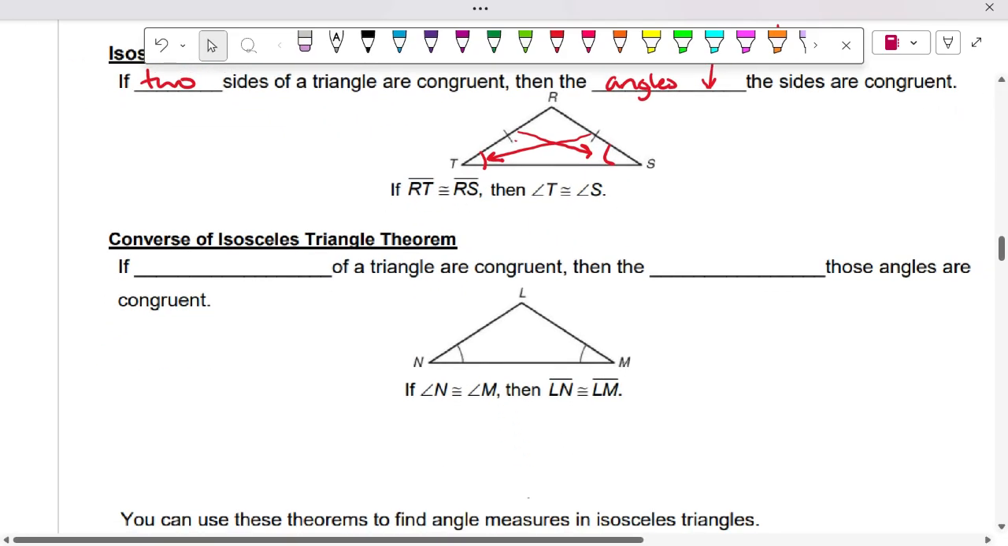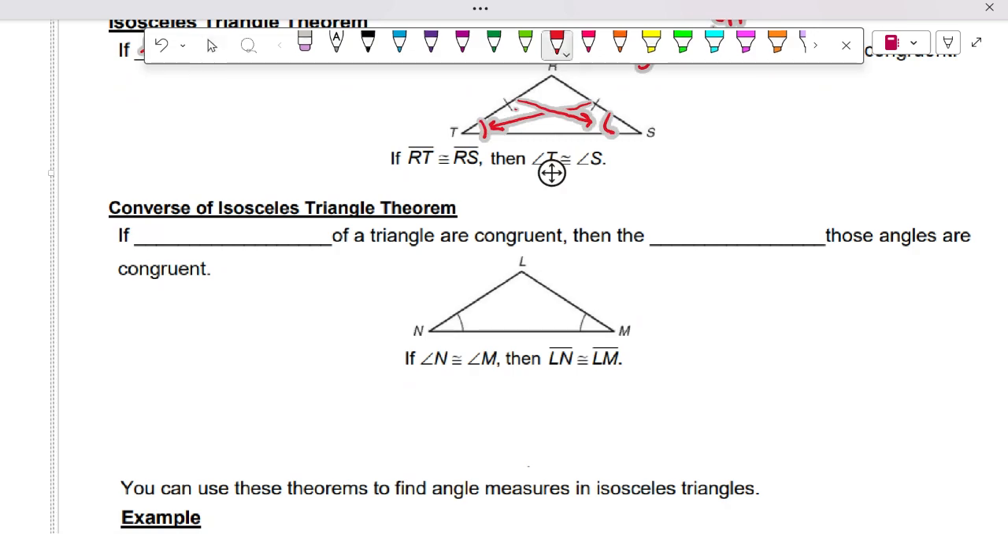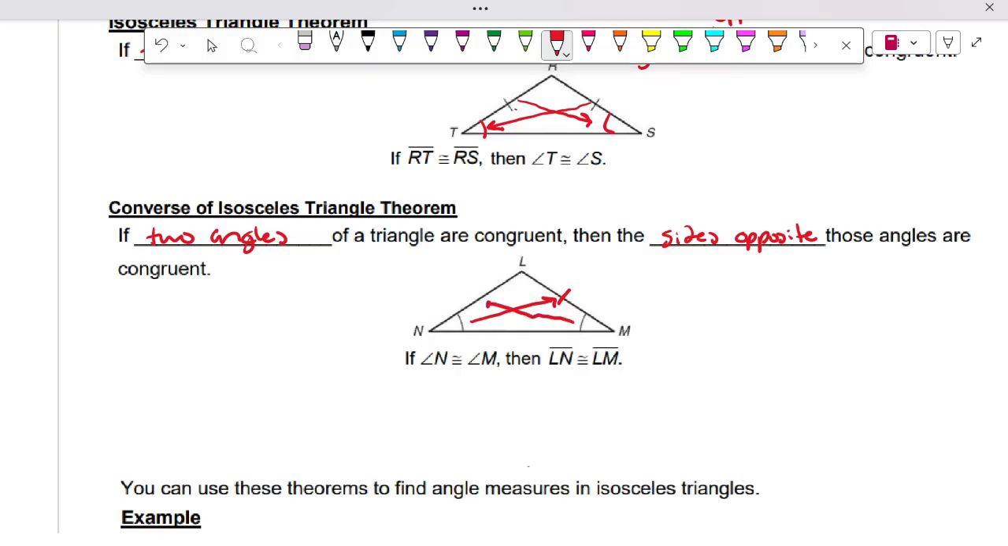Now, the converse of the isosceles triangle theorem is easy. It's basically the reverse of what we just said. So if two angles of a triangle are congruent, then the sides opposite those angles are congruent. So since N and M are congruent, that means LM, which is opposite angle N, and LN, which is opposite angle M, are also congruent.